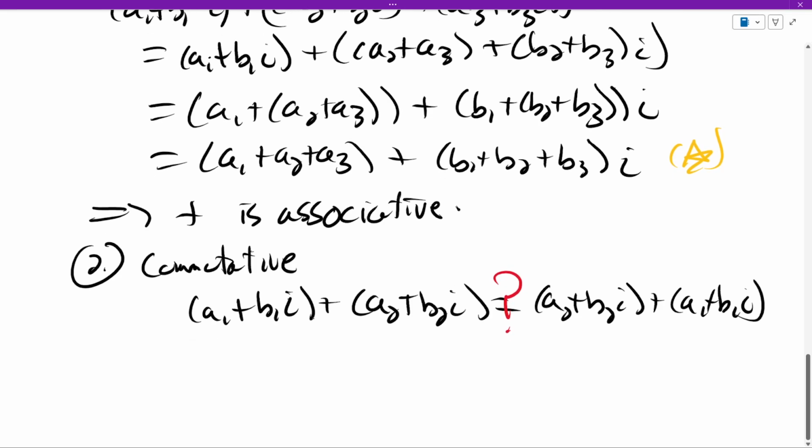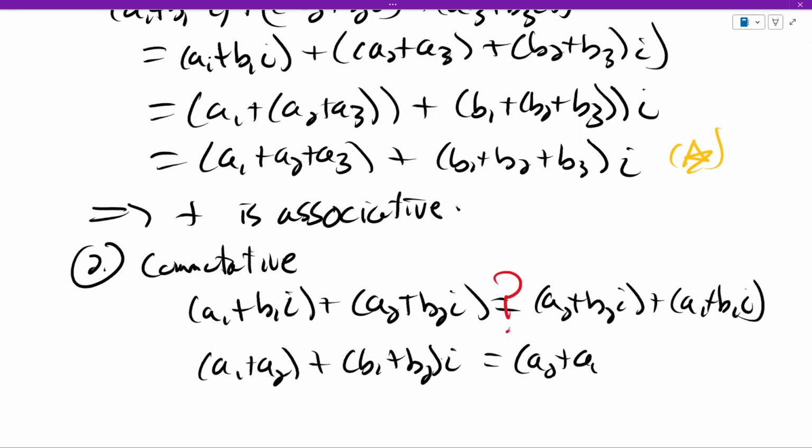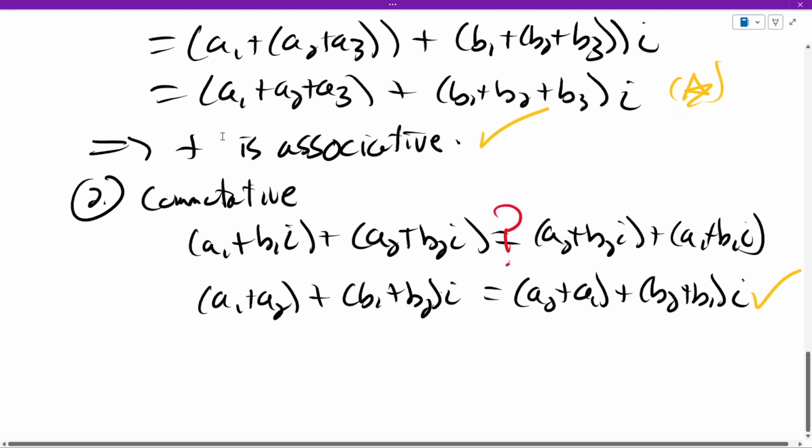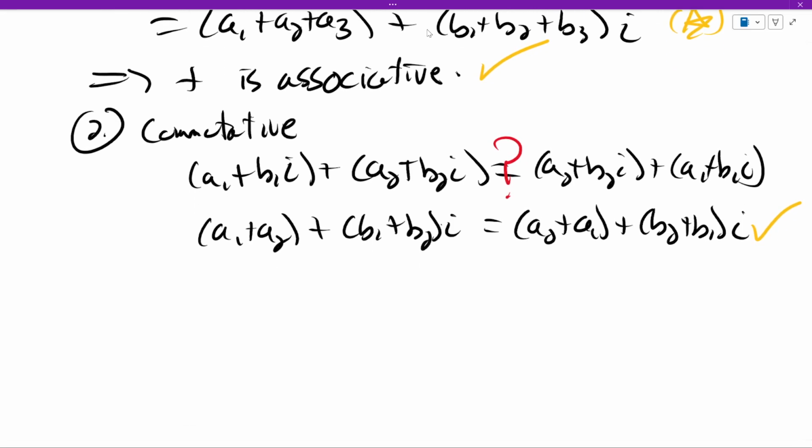All right, on the left-hand side, the rule for addition says add the real and imaginary parts. So we do that. We do the same thing on the right-hand side. But this is addition of real numbers, and so the order of addition doesn't matter. So are they the same? Yes. Put a gold check mark to indicate we're done.